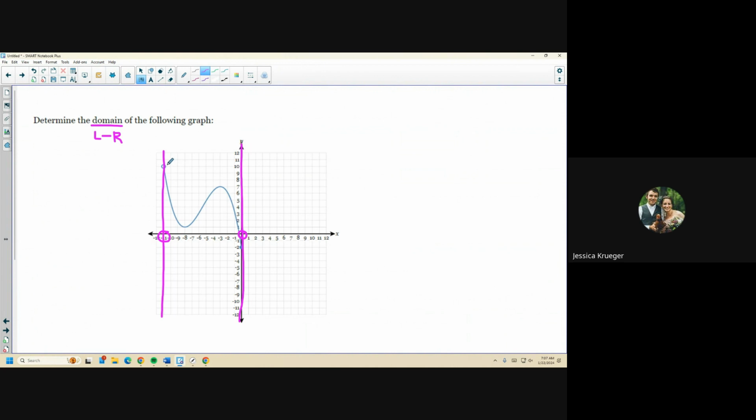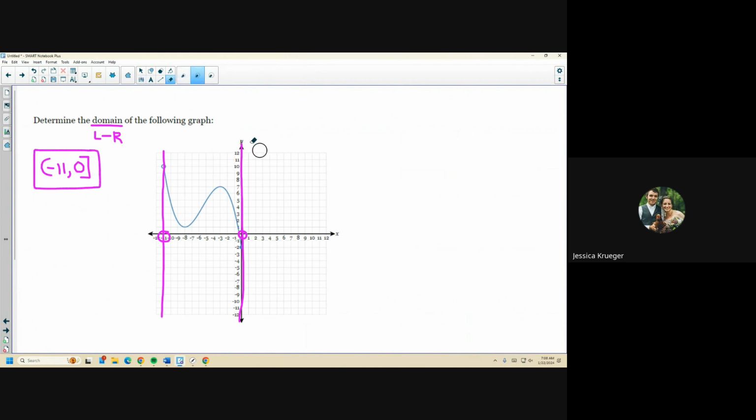So when I look at this, I see there's an open circle at -11. So my domain would be starting at an x value of -11, and it ends at an x value of 0. And since at 0, it's a closed dot, I need to use a square bracket. So that would be my domain.